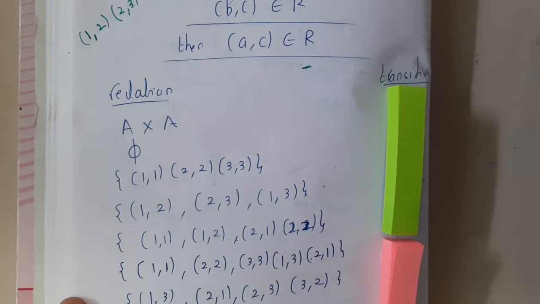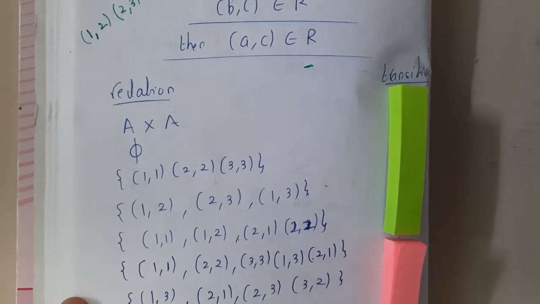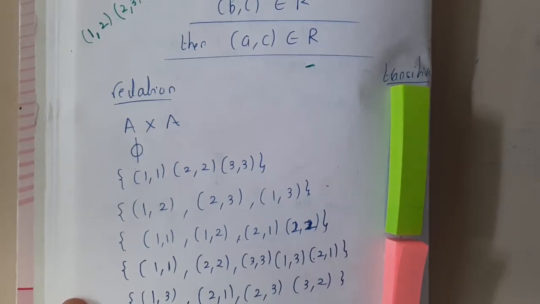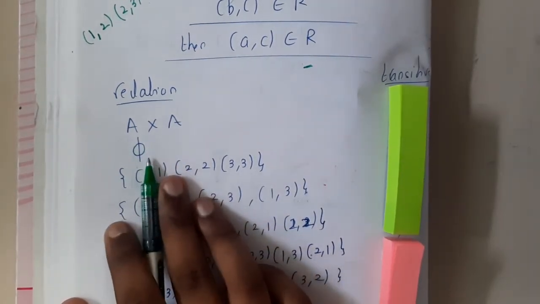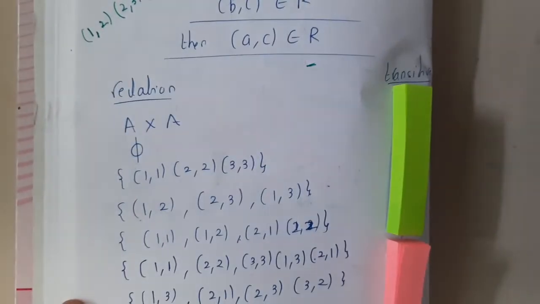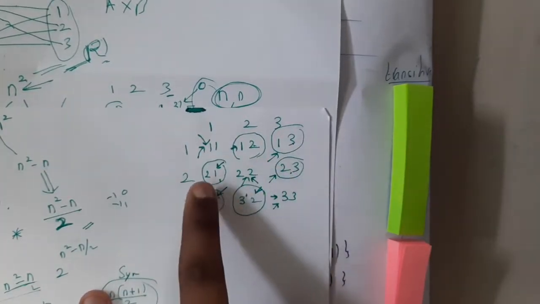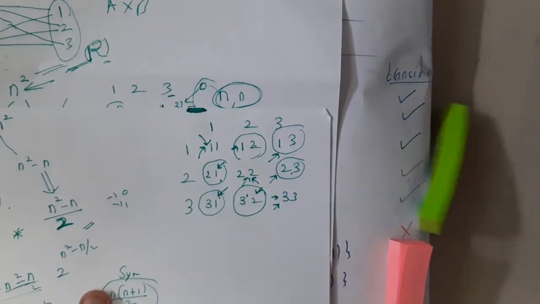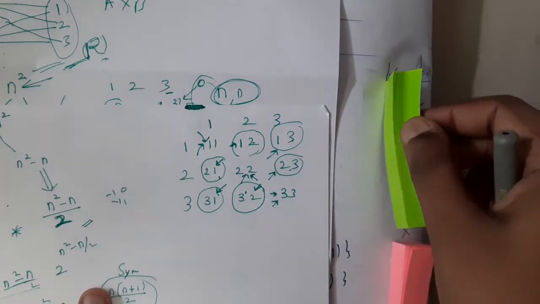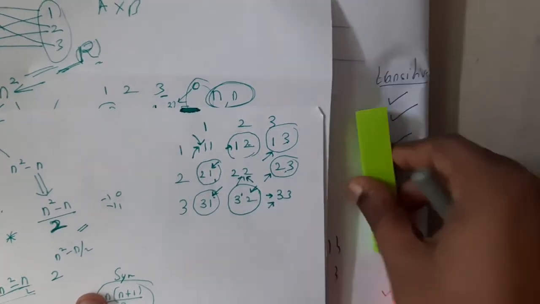So, transitive. Let us recall: if (1, 2) is there and (2, 3) is there, then (1, 3) should be there. What if any one of them is not there? Then it's transitive. Similarly, for A cross A, what is the magic? Everyone is there, so indirectly it will be transitive. If (2, 1) is there and (1, 2) is there, (2, 2) will be there. Any combination you try will be there. With that conclusion we can say that it is transitive.